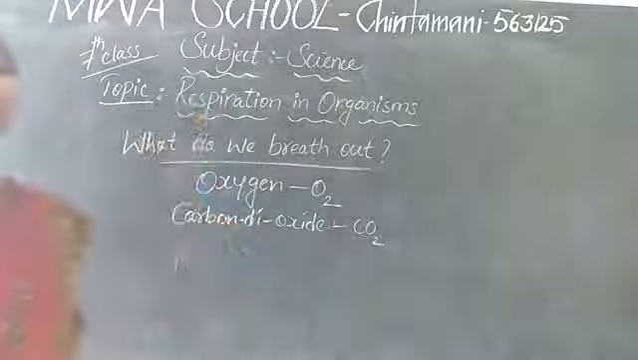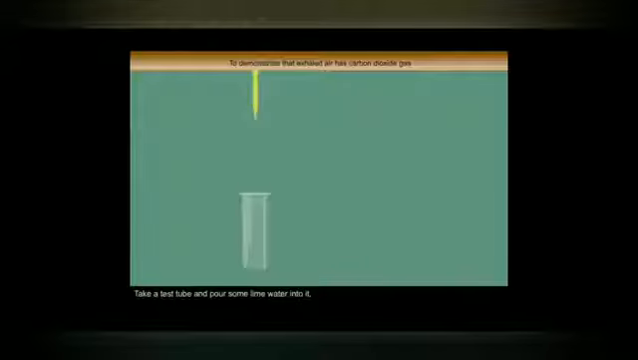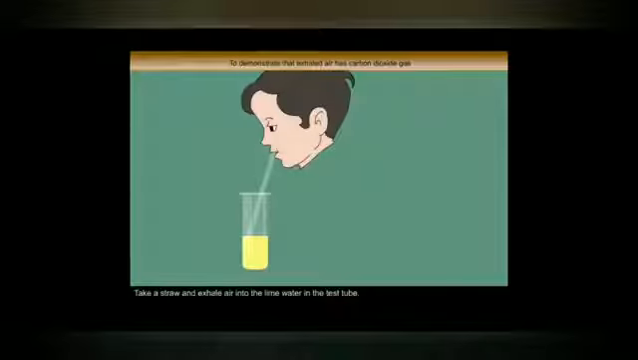Exhaled air has carbon dioxide. Required things: we need 1 test tube, a straw, and lime water. Procedure: take a test tube and pour some lime water into it. Take a straw and exhale air into the lime water in the test tube. What can we observe? The color of the lime water will change to milky white. By this we can understand that lime water turns milky white only when carbon dioxide is mixed with it. Thus it is obvious from the above activity that exhaled air has carbon dioxide.